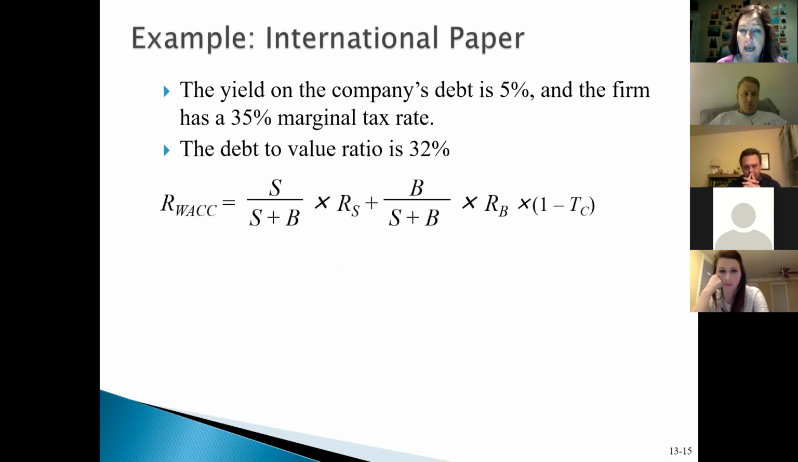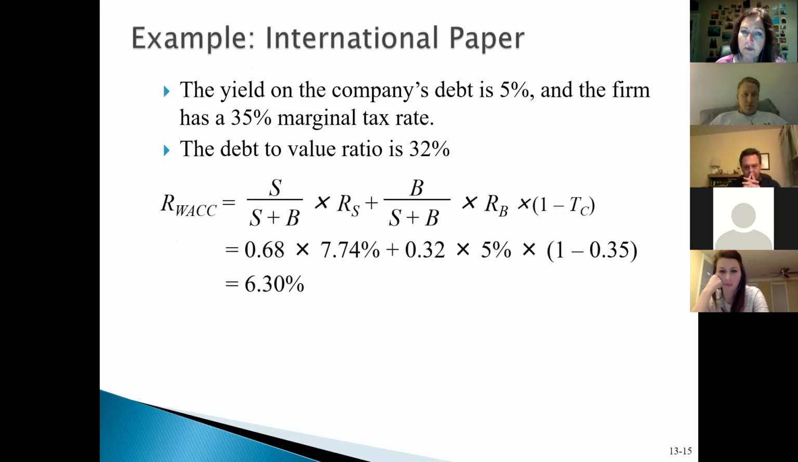So to use the CAPM, we'd say the company is 68% equity financed times a cost of equity of 7.74%, plus 32% debt financed times a cost of debt of 5% times 1 minus the tax rate, to get to the weighted average cost of capital. And that would be, as we were looking for International Paper, if they were looking to acquire another company that had similar risk, we would forecast their cash flows, and then we discount them all back at that 6.3%.